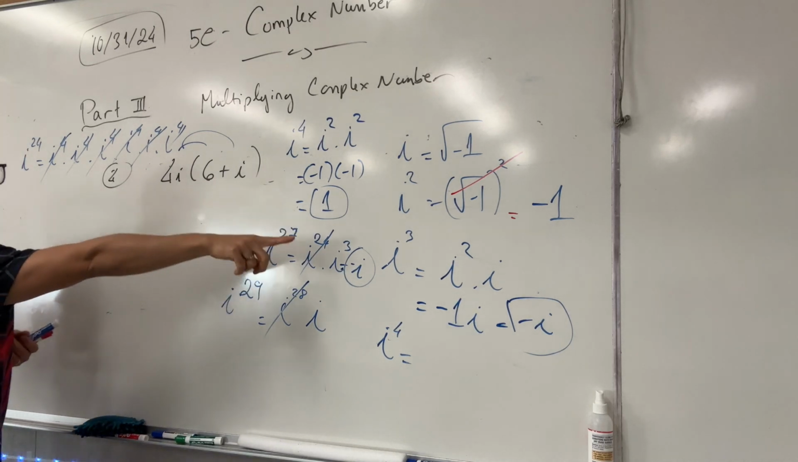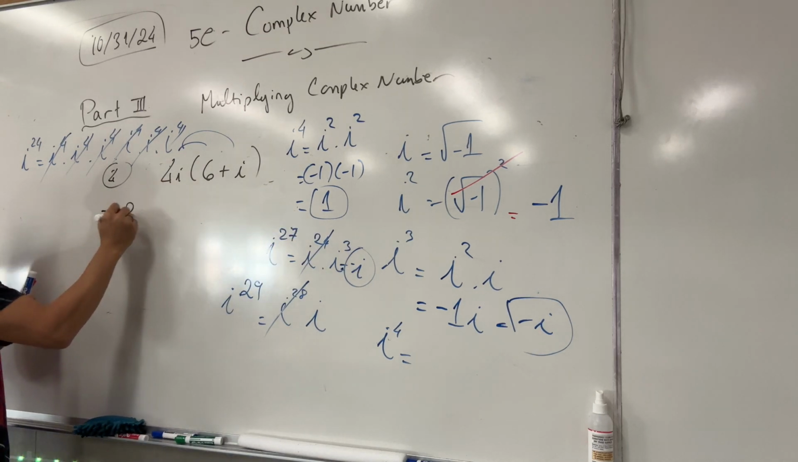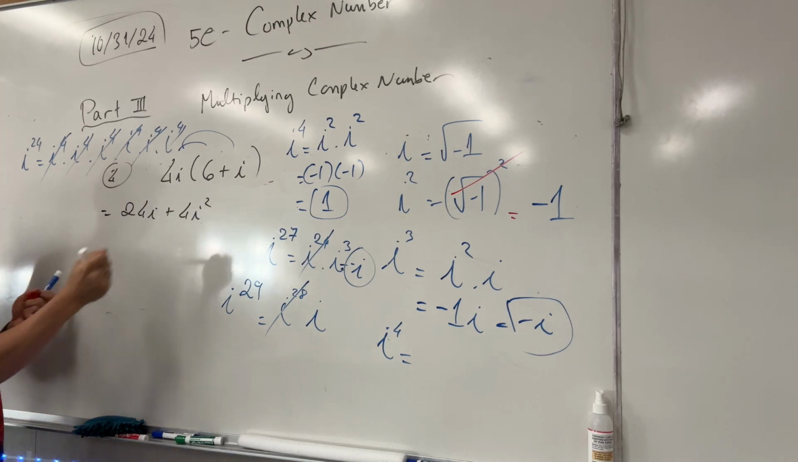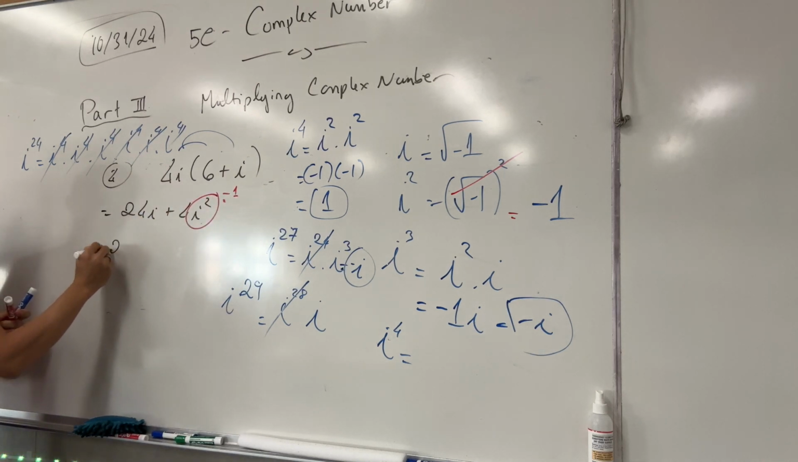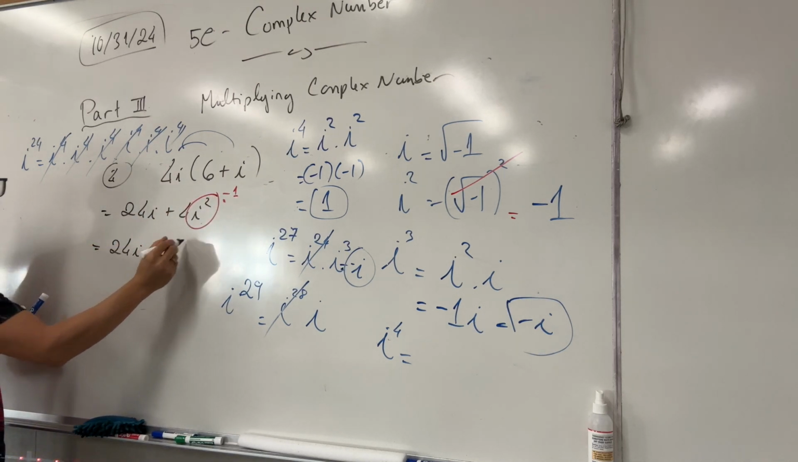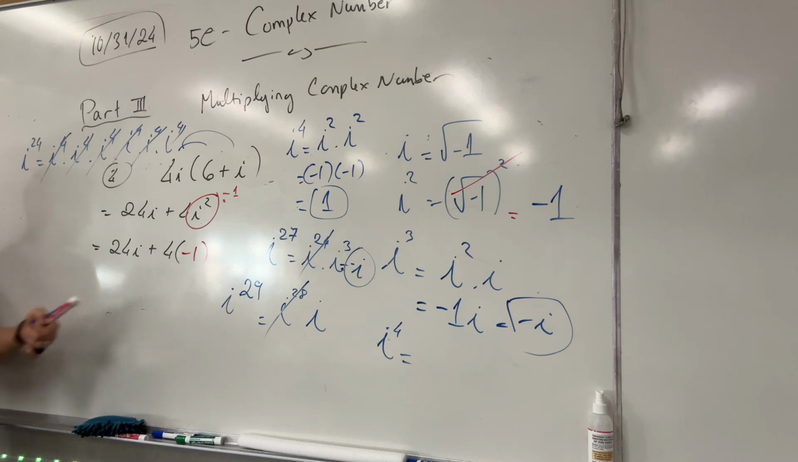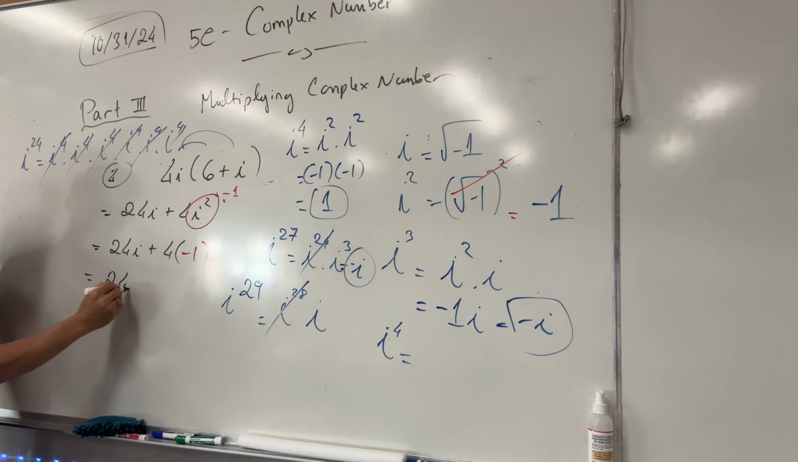So i squared is -1. Keep that in mind. Now we have here 24i plus 4i squared, right? What is i squared? -1. So you're going to write 24i plus 4 times -1. When you multiply by -1, what is it going to do? It's going to change the sign, right? So 24i minus 4.